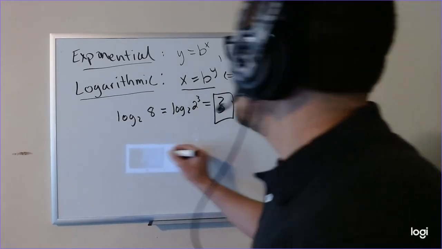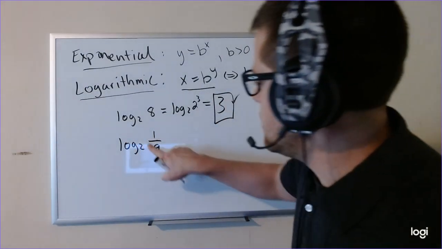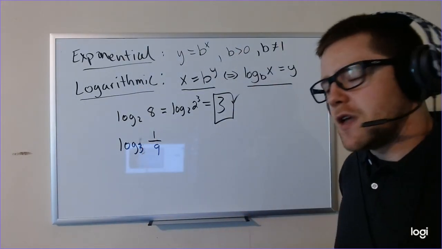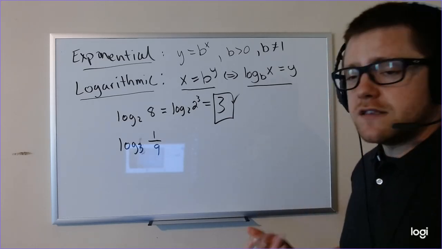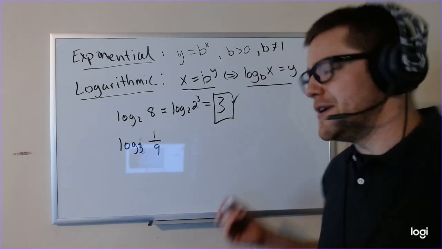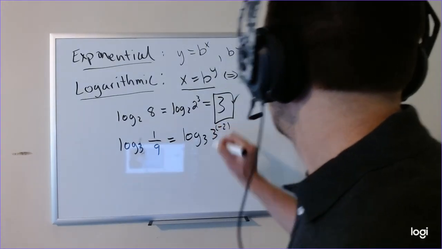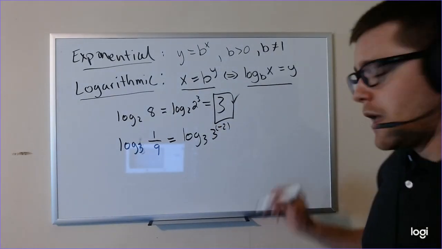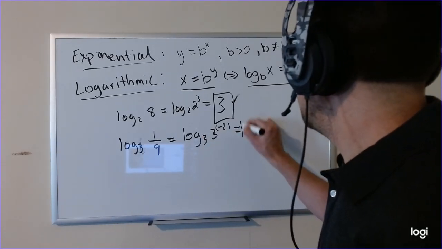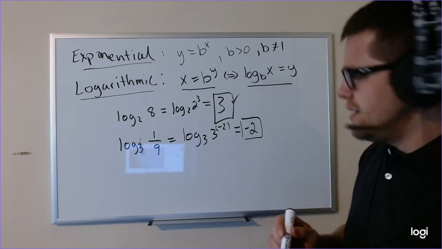How about another example? Let's do log base 3 of 1/9. So what is log base 3 of 1/9? Well, 1/9 is 3 to some power, right? 3 to the negative 1 is 1/3. 3 to the negative 2 is 1/9, right? So this is log base 3 of 3 to the negative 2. And we're just taking the exponent off from our base 3. Our answer is negative 2. Makes sense, right? Okay.